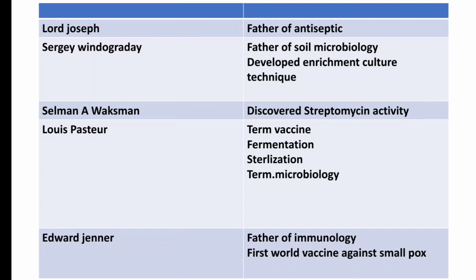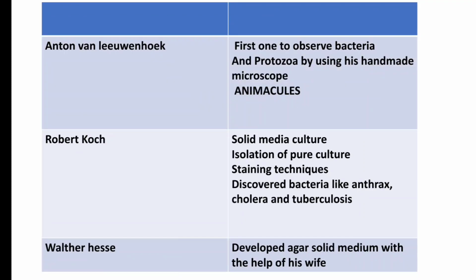Louis Pasteur, he gave the term vaccine. He built the concept of fermentation and sterilization, and he gave the term microbiology. Edward Jenner, he is the father of immunology. He developed the world's first vaccine against smallpox using cowpox virus.